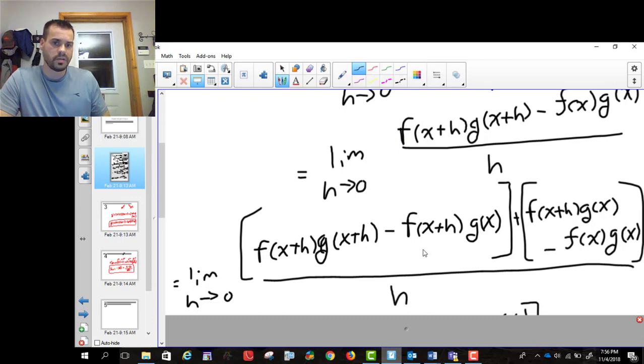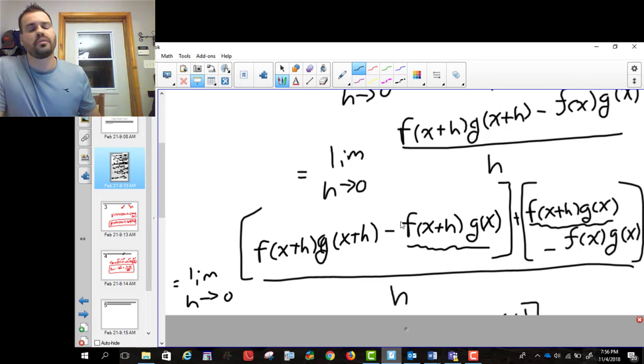But what I'm doing is I'm taking this term right here and right here, and I'm adding it in. So why am I doing that? Well, I'm doing that because that is going to then give me a common factor of f of x plus h in here. And here it's going to give me a common factor of g of x. So I just took minus f of x plus h times g of x, and then I went plus f of x plus h times g of x.